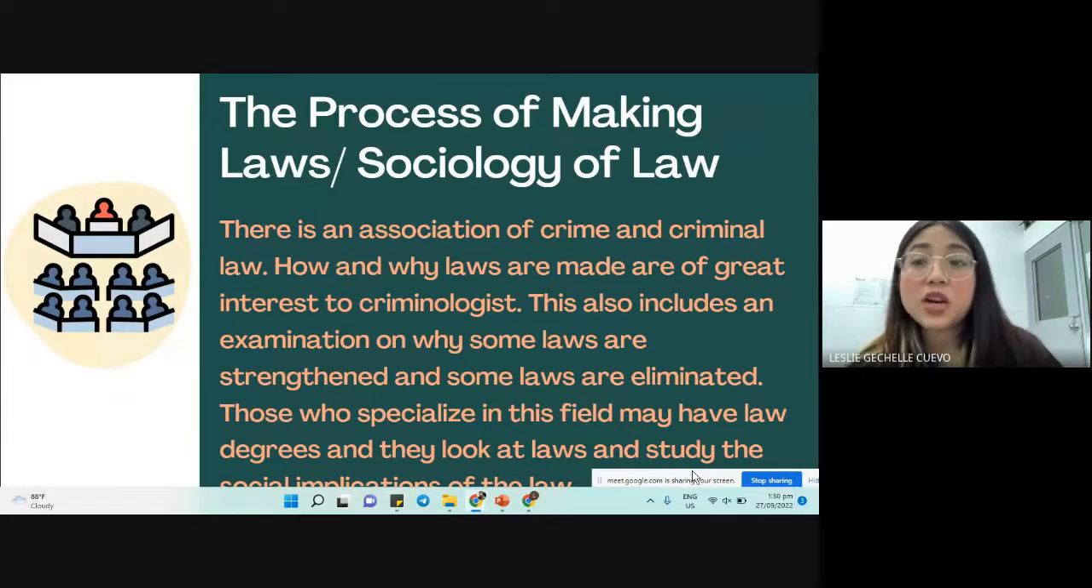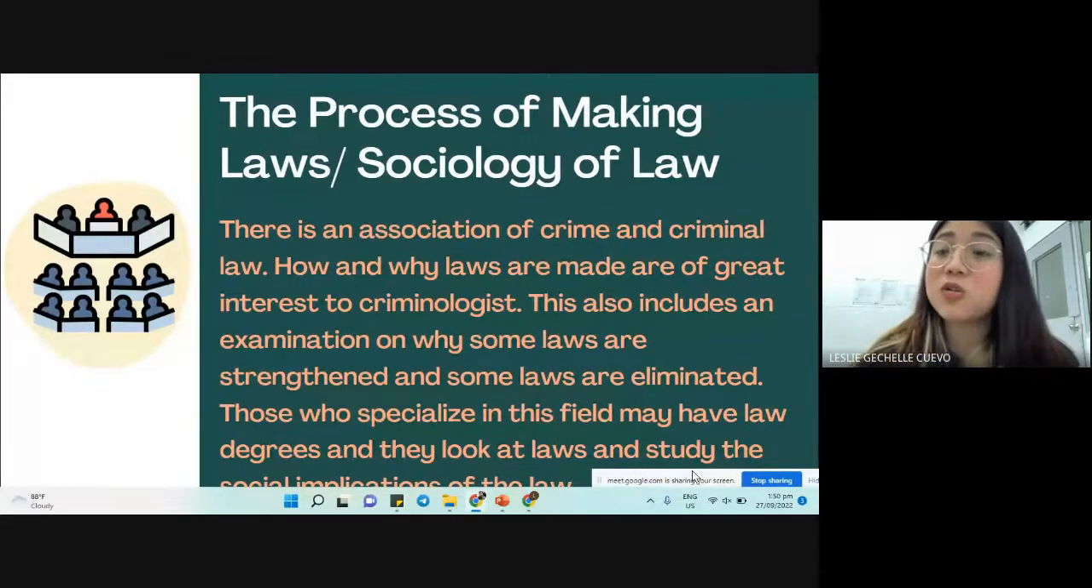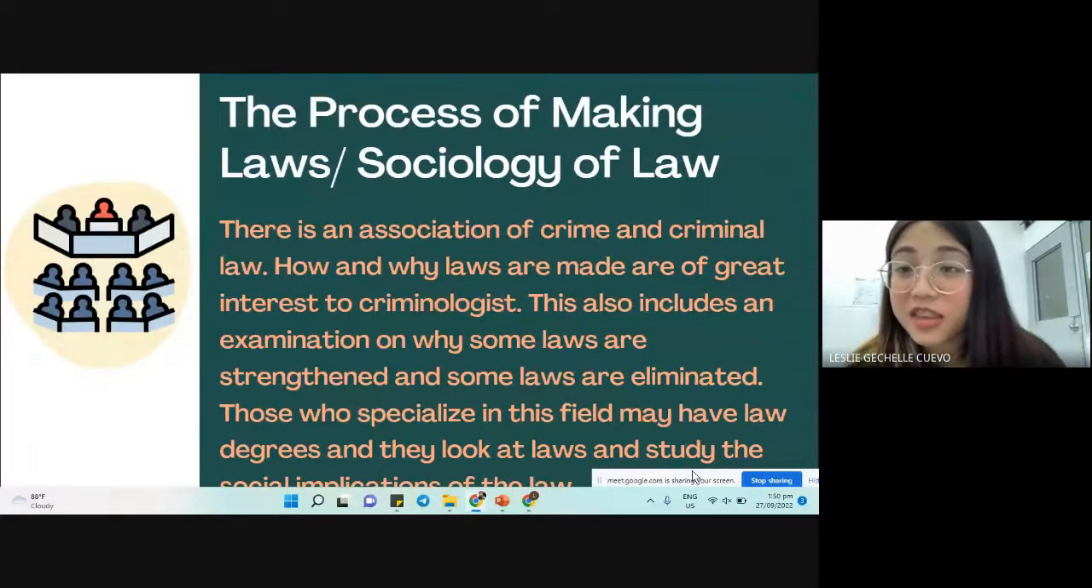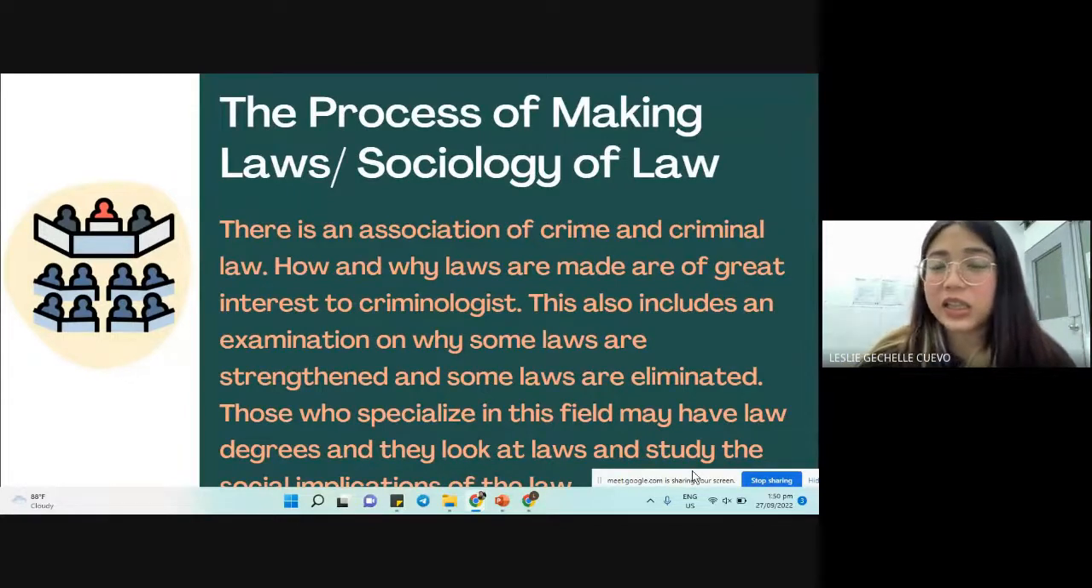How and why laws are made are of great interest to criminologists. This also includes an examination on why some laws are strengthened and some laws are eliminated. Hindi lahat ng batas noon ay gamit pa rin natin ngayon. May mga inabolish na, may mga suspended.